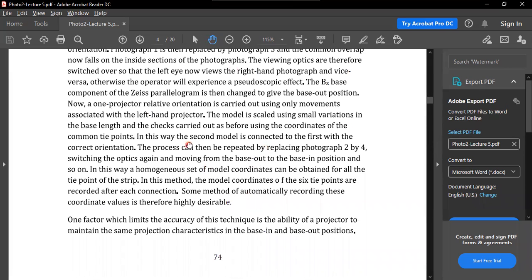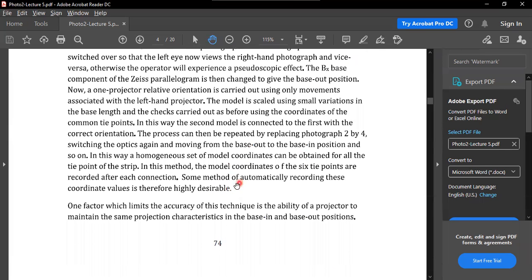So here too, it can be repeated. The process can then be repeated by placing photograph 2 by 4. Are you okay? So now you have photo 3 and 4. In that case, you switch back the optics so that left is 3, right is 4. These are things to just let you think. But these are classical methods that were used, very traditional, manual, analog methods. Are you okay?